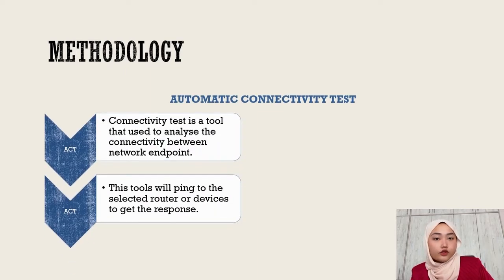Moving on to the automated connectivity test, known as ACT, another feature of this project. ACT is a tool that we are using to analyze the connectivity between network endpoints. Automated connectivity test is used to automate the ping of all end devices in the network. To verify the OSPF configuration, one network can ping another device in another network.